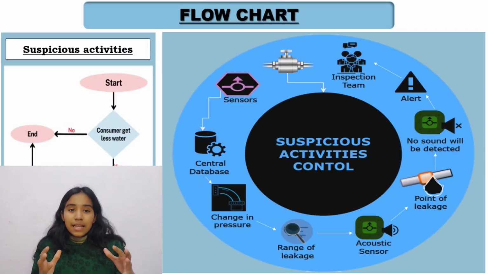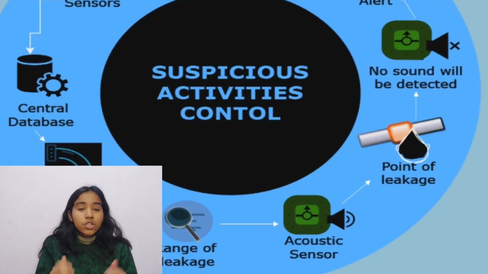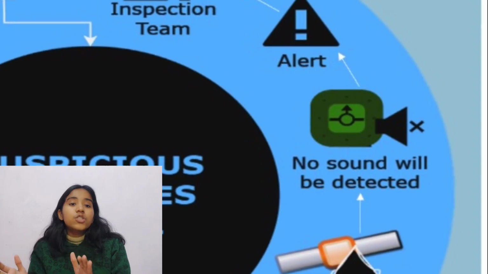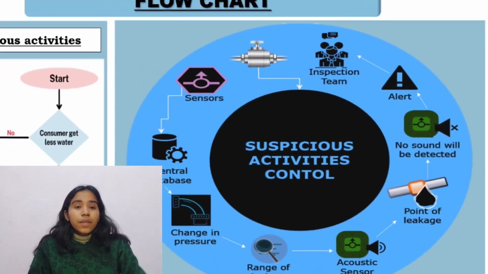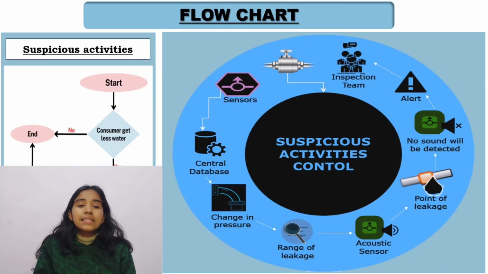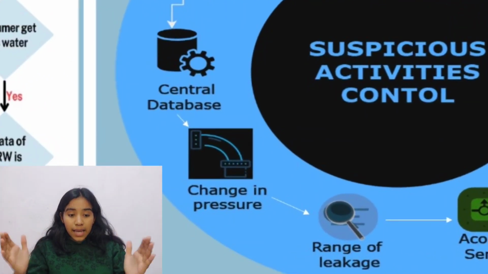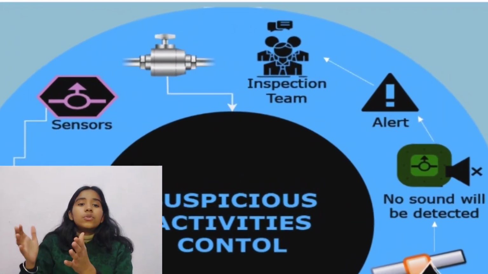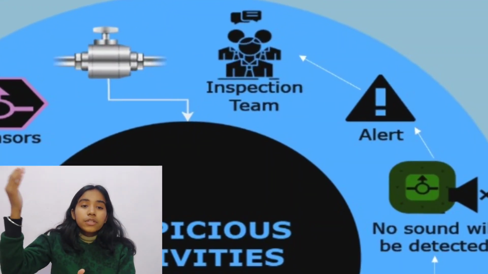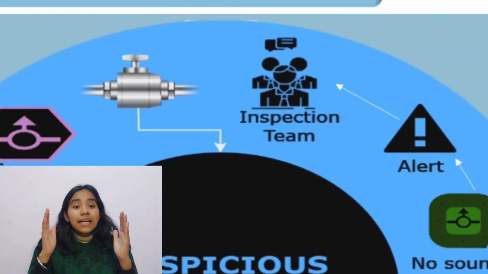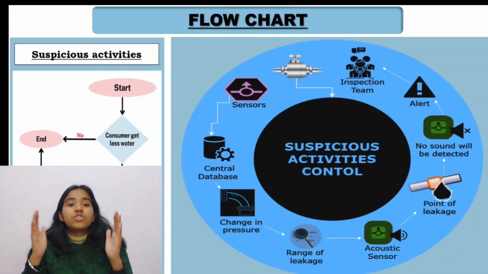Now because the acoustic sensor detects the sound of leakage, if it detects sound, it means there is a sort of leakage in the water pipeline. But if the acoustic sensor fails to detect any sort of sound, it means that there is some sort of illegal activity going on, or another reason can be that the acoustic sensor isn't working properly and is defective. The pressure sensor is able to detect the range, but the acoustic sensor is not able to detect the exact point. Using this data, we can generate an alert for the government, on the basis of which the government can send their team for inspection at the range where the pressure sensor had detected the change in pressure.